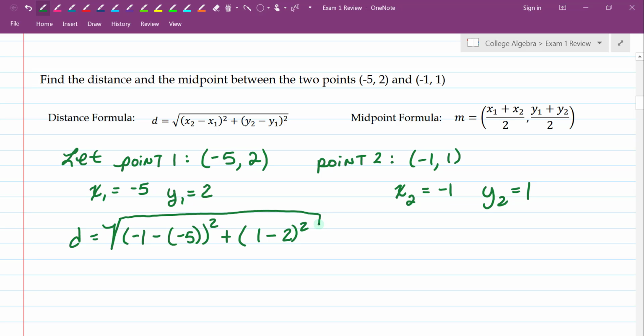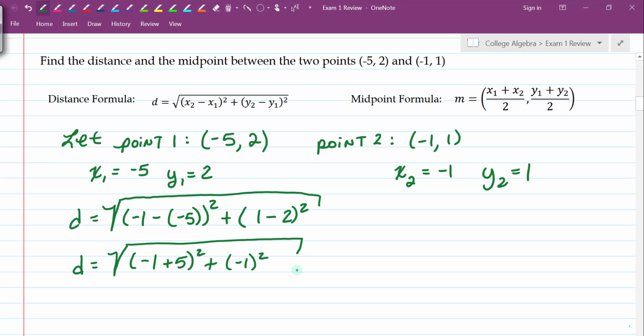So now we're going to start solving. D, the distance between 2 points, is going to be equal to the square root. The first thing I'm going to do is throw in a couple extra steps. You don't have to, but I'm doing it to make sure I don't lose anybody. So a negative times a negative gives me +5, and that's going to be squared, plus 1 minus 2, which gives me -1. So it's going to be plus -1, and that's going to be squared.